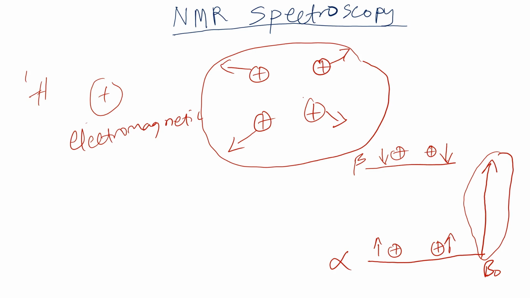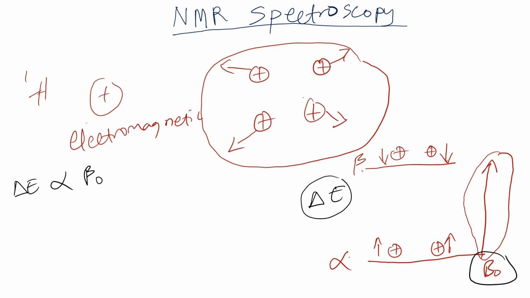Now, the difference between the alpha state and the beta state is called delta E. There is a direct relationship between delta E and B naught, the external magnetic field. Delta E is directly proportional to B naught, which means if you increase the external magnetic field, the energy difference between the alpha state and the beta state will also increase.